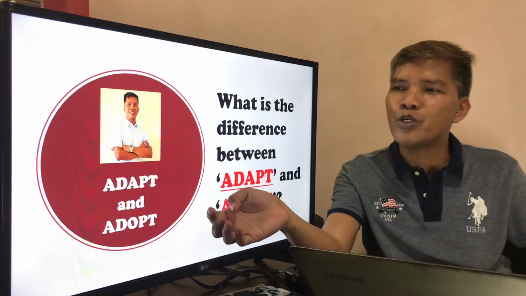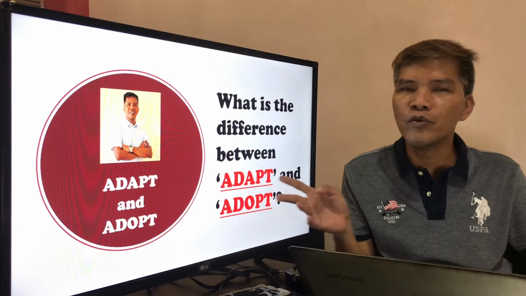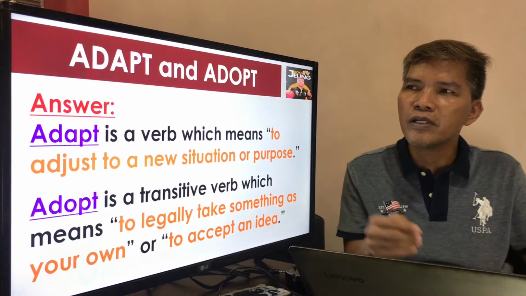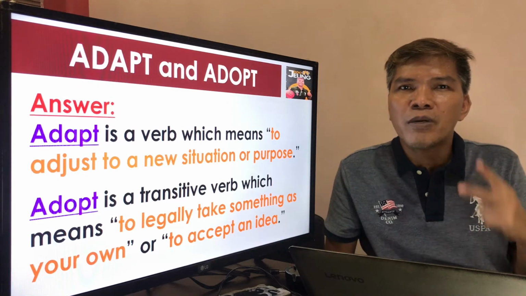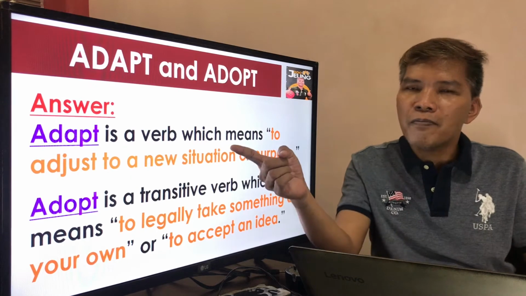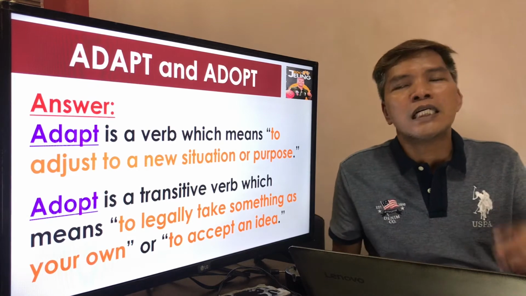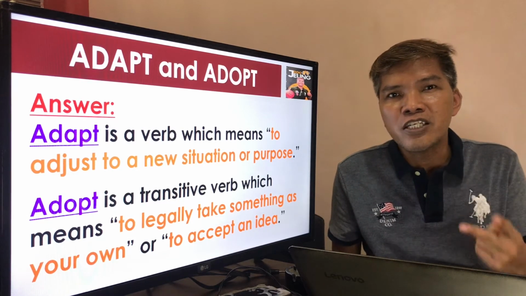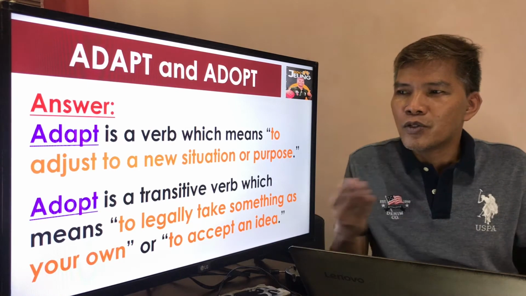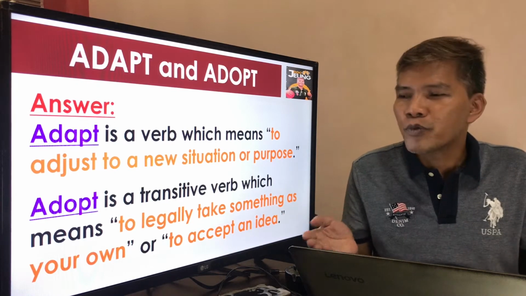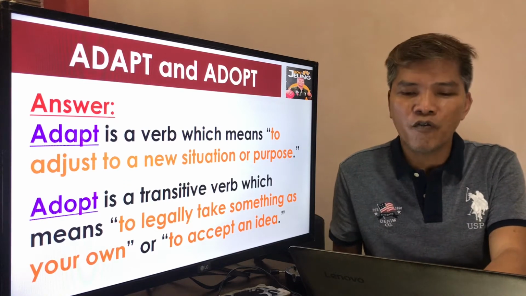And for the first pair of words, we have adapt and adopt. What is the difference between these two words? Okay, adapt and adopt are both verbs. The difference is adapt means to adjust to a new situation or purpose, while adopt is a transitive verb. A transitive verb is a verb that always has an object, to legally take something as your own or to accept an idea.